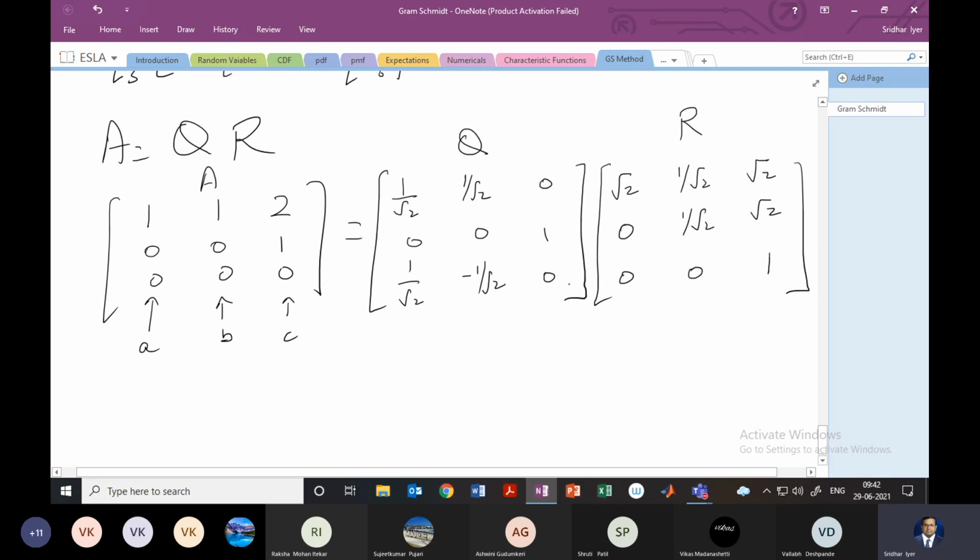Now you can always check your answer. When you multiply q into r, you should get the LHS, that is a, right? So if that is happening, then your answer is correct. So in this kind of question with the Gram-Schmidt procedure, you can always check your answer. So the understanding here is that R on the right hand side is an upper triangular matrix.